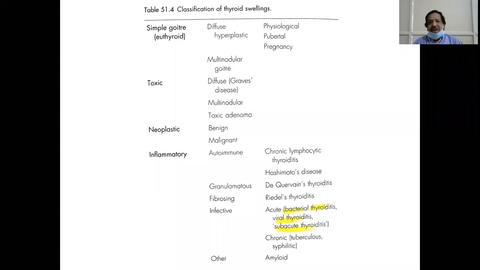Now, classification of goiter. We have a simple goiter, that is euthyroid. I'm telling you always to think of the functional status of that particular gland. So in a euthyroid goiter, commonly diffuse hyperplastic goiter. Diffuse hyperplastic, the name itself is self-explanatory. It is diffuse. Both lobes and isthmus are involved. It is due to hyperplasia. Okay. Why does it occur, or when does it occur?